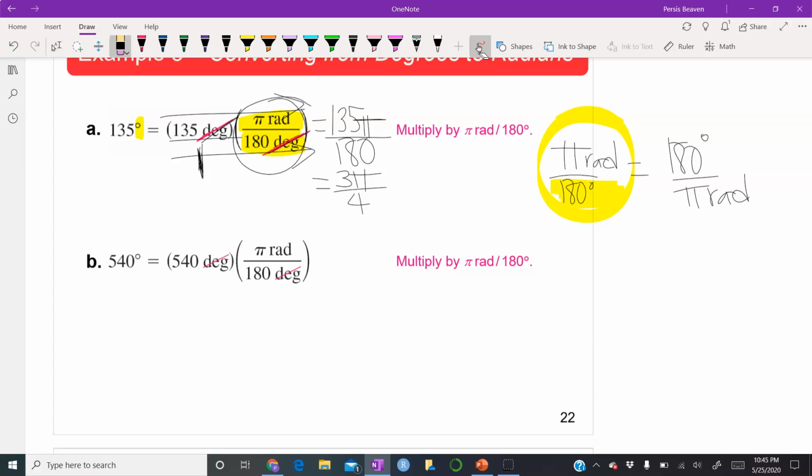So I'm going to use the calculator. Oh, okay, I see what I did. I had 180 divided by 3 wrong, so that should have been 60. So let's go back here. 135 divided by 3 is 45.